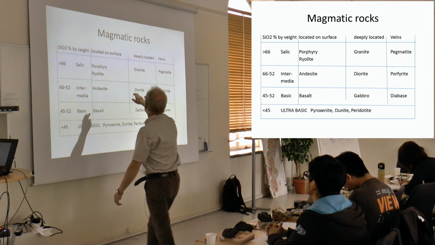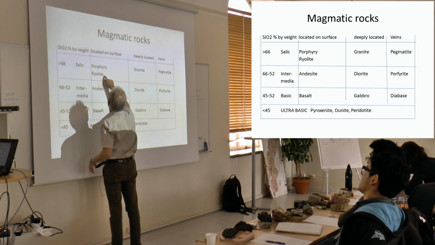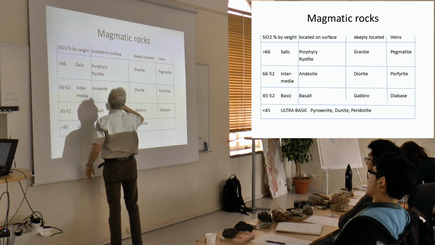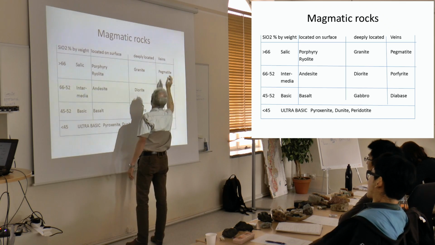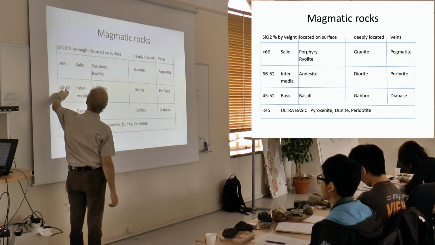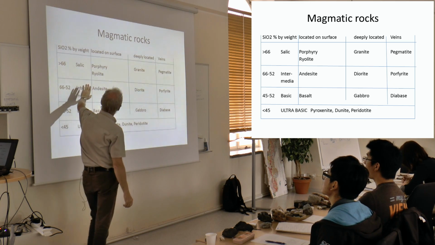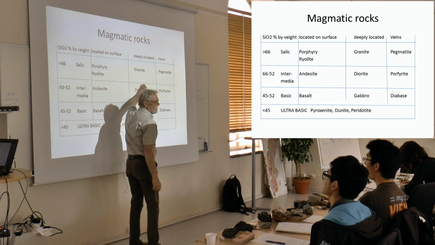So this is the main, and we have porphyrite, rhyolite. Yes, it's not so common, and pegmatite. If we have this intermediate silica content, 66 to 52%, we have what we call a diorite.